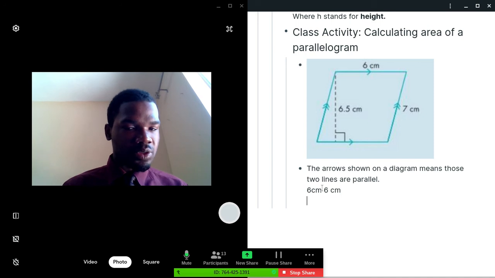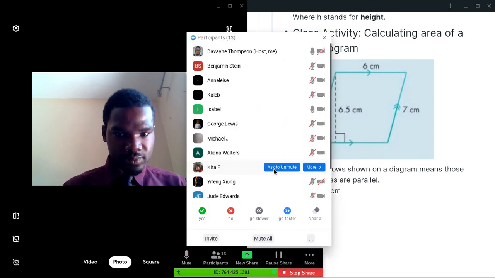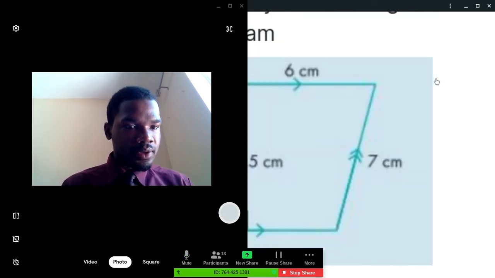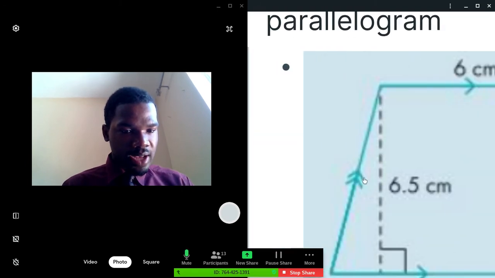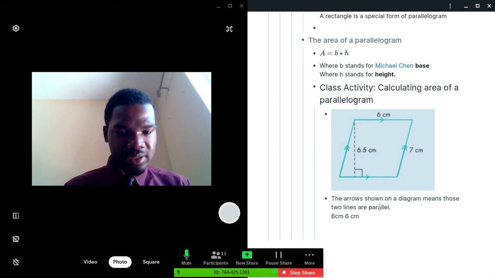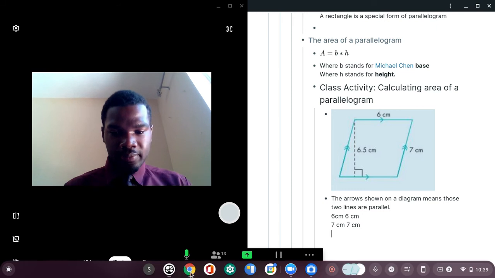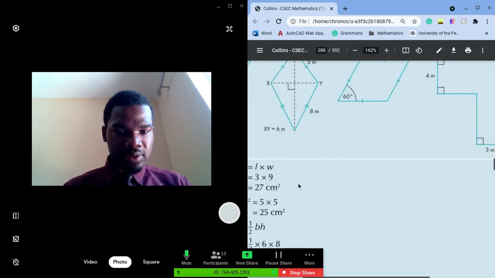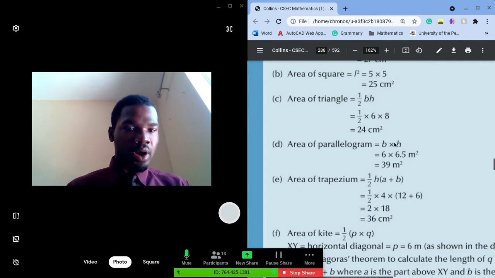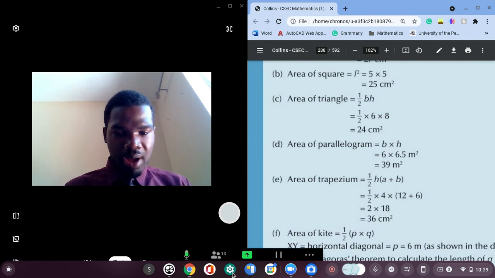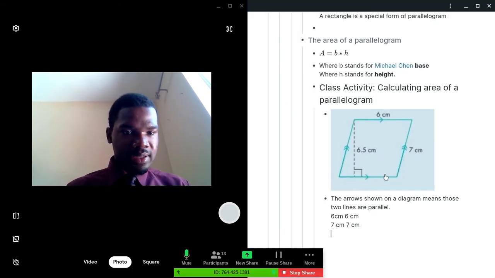Kira, what's the next side with two arrows now? 7 centimeters. Because you see two arrows, right? This side over here also has two arrows. So this side will measure the same 7 centimeters. So we know all the sides of this parallelogram. Alright, excellent. Now the next step, let's go to D, is that we're going to use the base times the height. What is the base in this diagram?